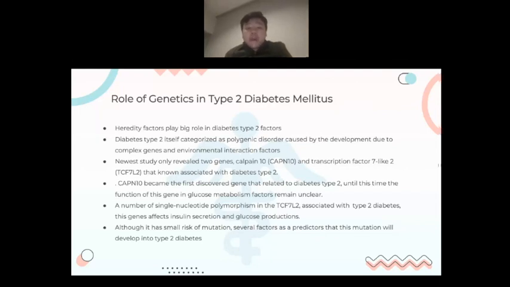These genes affect insulin secretion and glucose production. Although there is more risk of mutation, several factors act as predictors of whether this mutation will develop into type 2 diabetes. That's all for the role of genetics in type 2 diabetes mellitus.